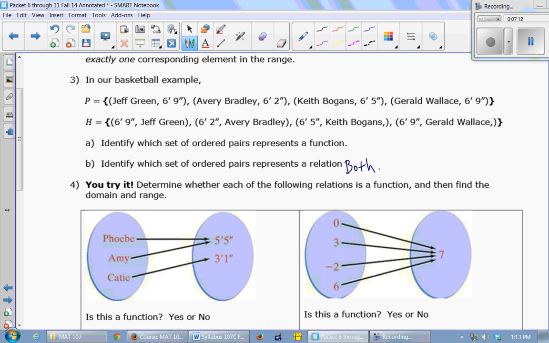P, yeah. The names correspond to exactly one height. Like Jeff Green is 6'9". He's not 6'9" and 7 feet, right? He's 6'9". One name, exactly one height to go with it. So P is a function. But H is not a function because there's one height that corresponds to two different players, right? So if I say 6'9", you can't tell me who that is because there are two players.